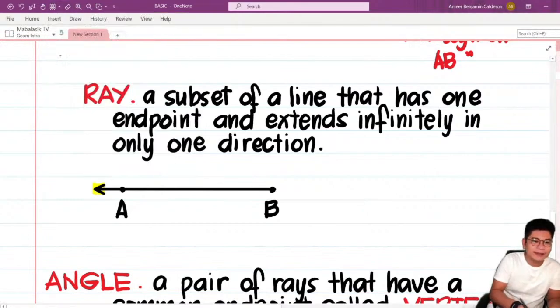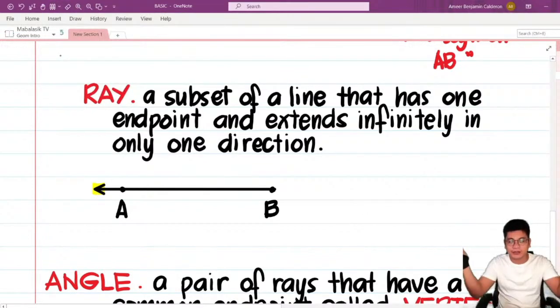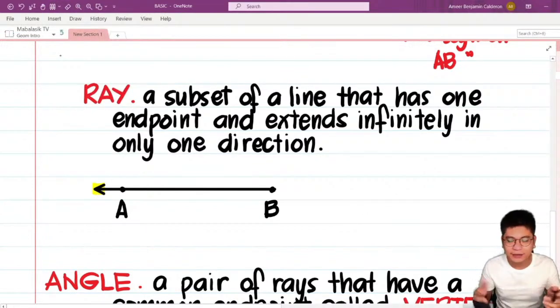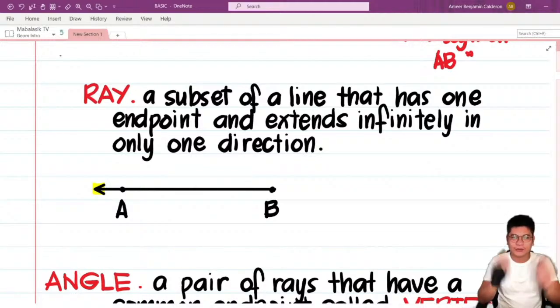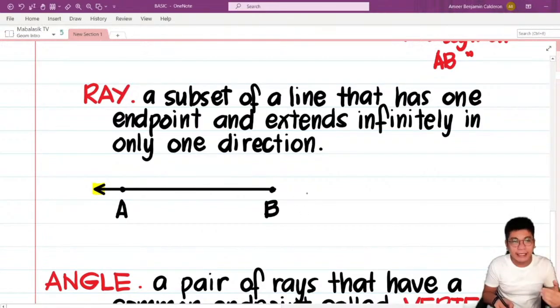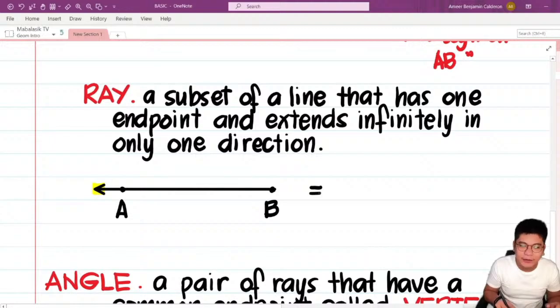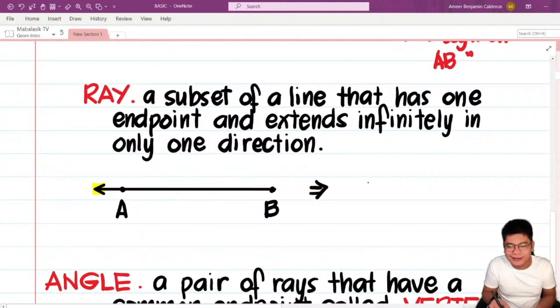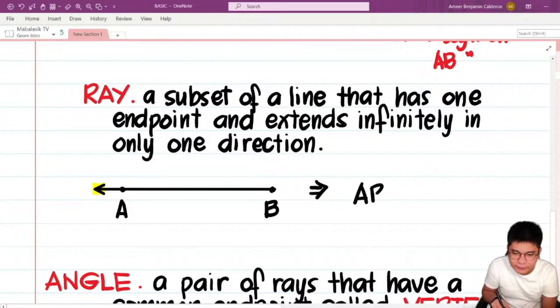Kasi yung line extends infinitely in both directions. Yung segment or line segment, wala siyang extensions. But this time around, it has an extension but only in one direction. This is called a ray. How do we name a ray? So a ray is named something like this. A, B.